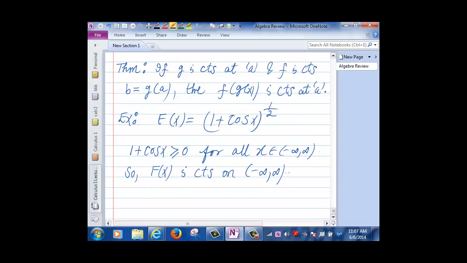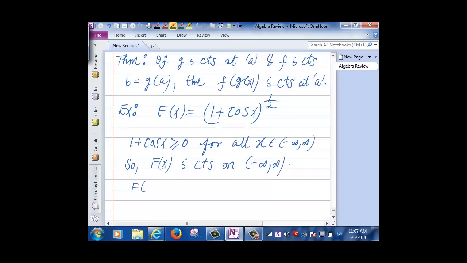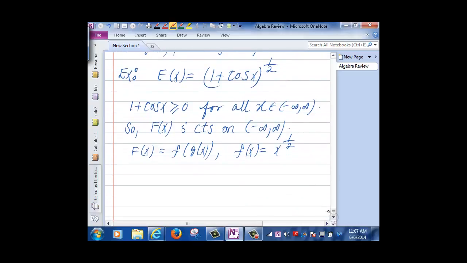Again, if you think about the function capital F, it is the composition of two functions, right? One of them is the root function, the other one is 1 plus cosine x. Capital F is the composition of f and g, where the function f is obviously the root function and the function g of x is 1 plus cosine x.